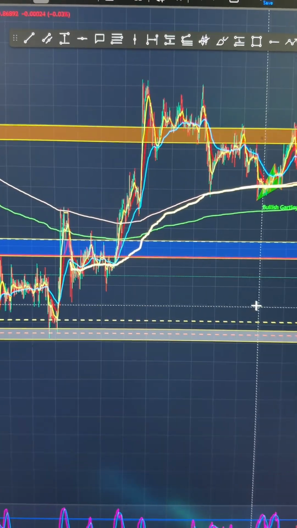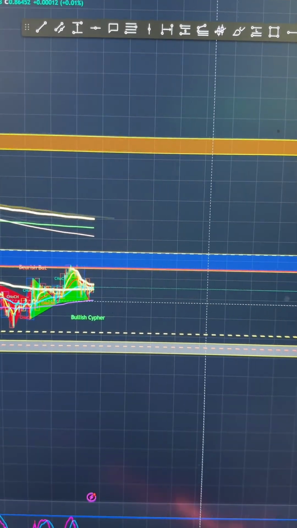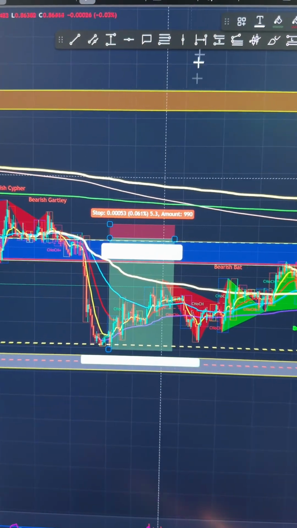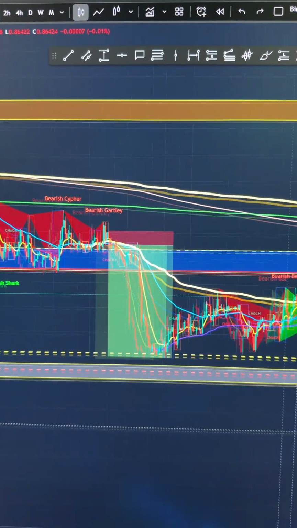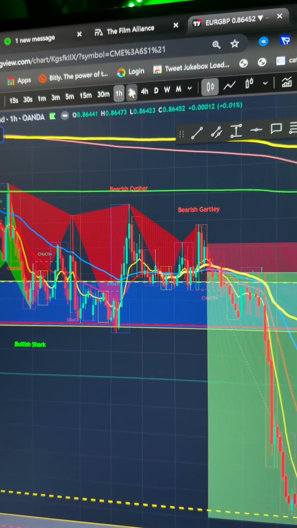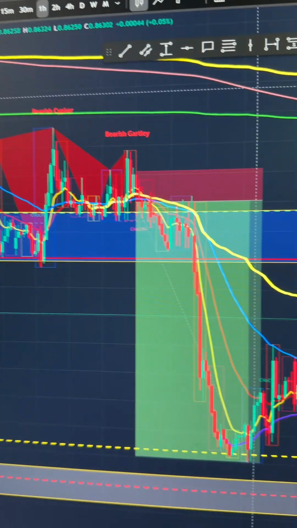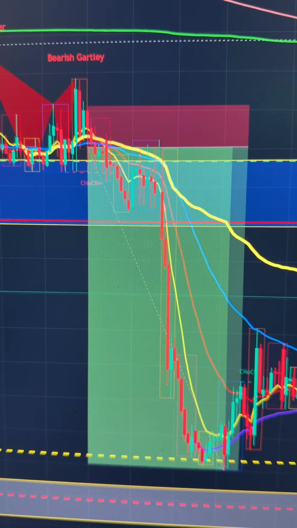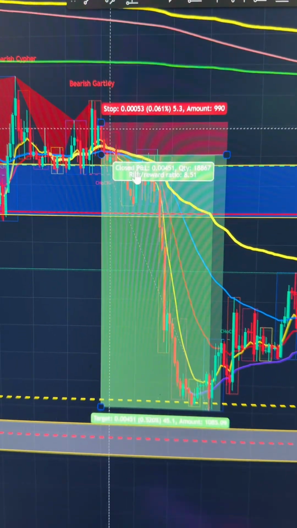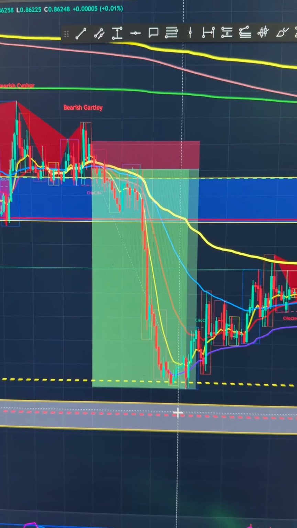This is, like I said, just one of my strategies. I have multiple strategies that I use when it comes to copying my trades, but this is just one of them, and this was based on the 1 hour chart, the 1 hour time frame here, okay? Look at that. This is a perfect trade.